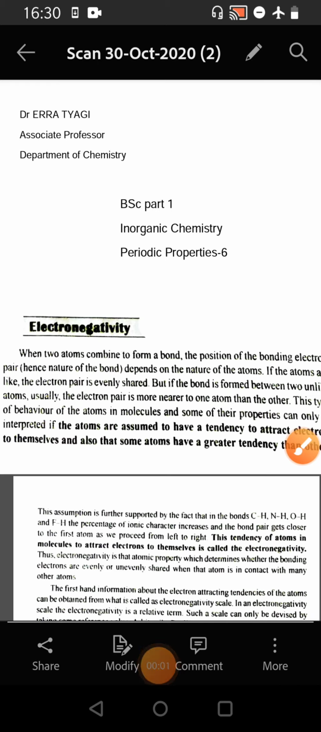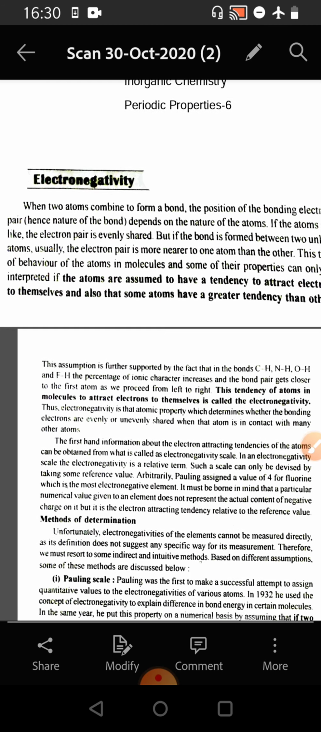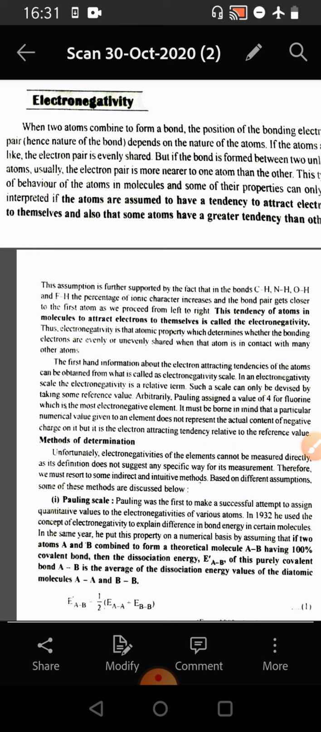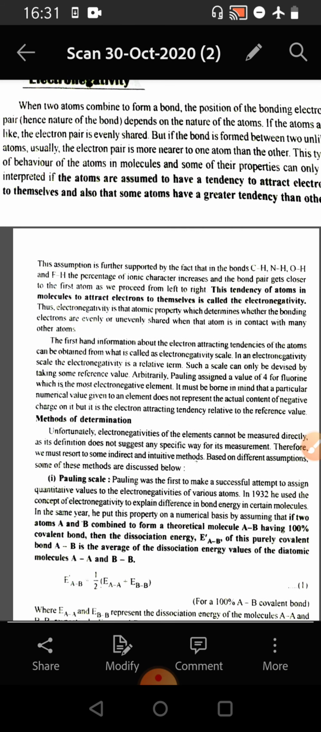In continuation of the last videos on periodic properties of BSc Part 1 Inorganic Chemistry, in this video we will study about electronegativity. When two atoms combine to form a bond, the position of the bonding electron pair, hence the nature of the bond, depends on the nature of the atoms. If the atoms are alike, that is similar, the electron pair is evenly shared, but if the bond is formed between two unlike atoms, usually the electron pair is nearer to one atom than the other.